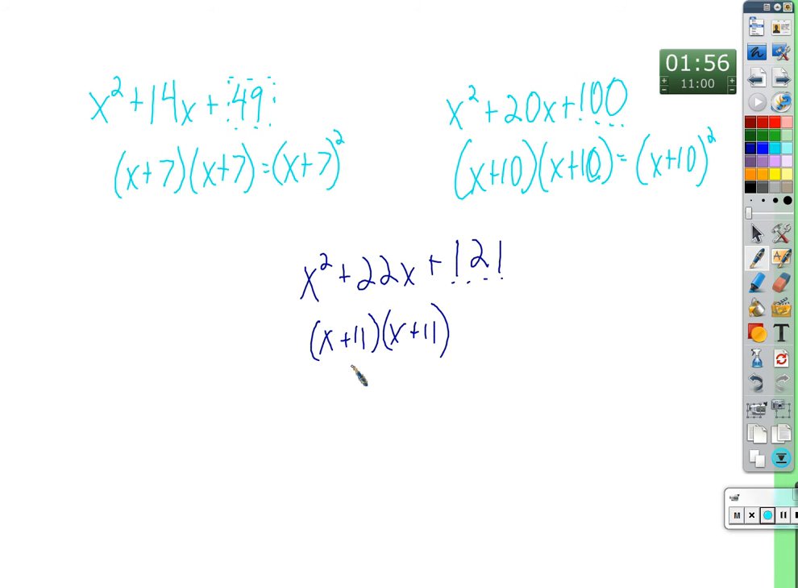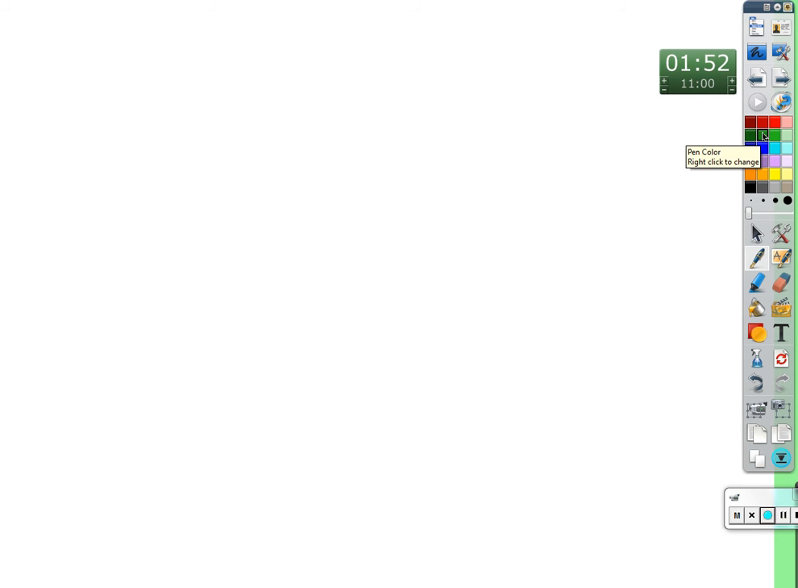Perfect square. Okay, let's see if we're all getting it. Let's do x squared plus 30x. Okay, to yourselves, on your own paper, come up with that. I'm gonna come around. Okay, did we figure out what that number is? Yeah, it's 225.